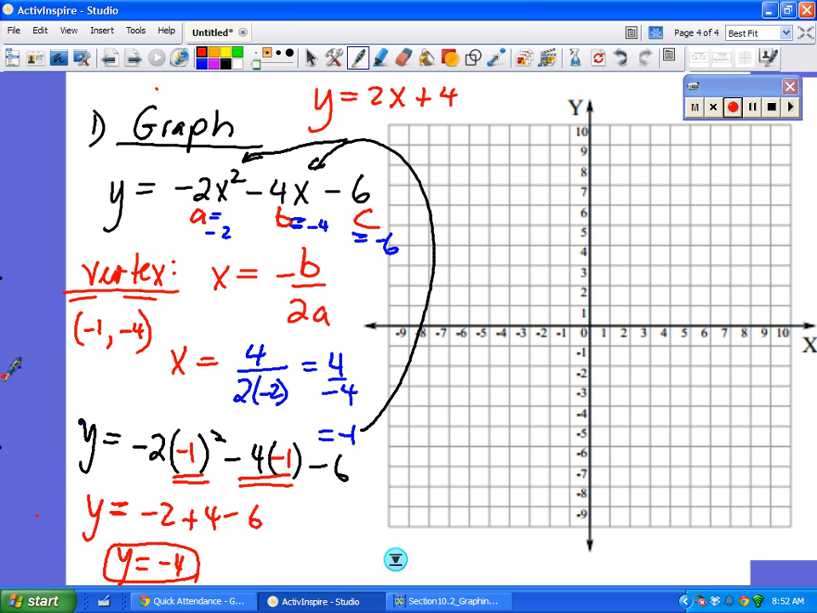Do you want us to graph this? -1 squared is 1, -1 times -2 is -2. Yes, put it in your graph now. So it would be -1, -4. -1, -4 is where the vertex is. That's the most important point on the parabola.